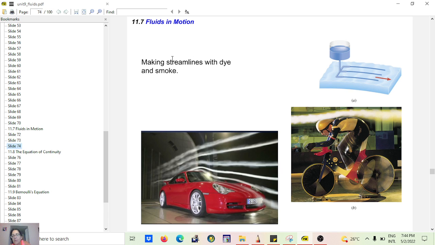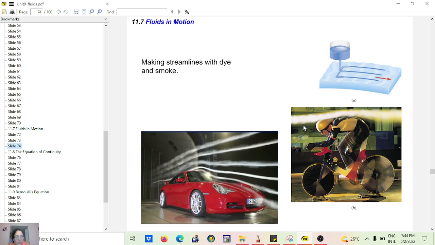We can even visualize the streamlines with dye and smoke. So here they are looking at the aerodynamics of a car. I guess the airflow is going here, and you see when the lines here are close to each other, that means it's moving faster. The fluid is speeding up. And when the lines are more spread out, it means the fluid is moving slower. So it's kind of like the contour lines.